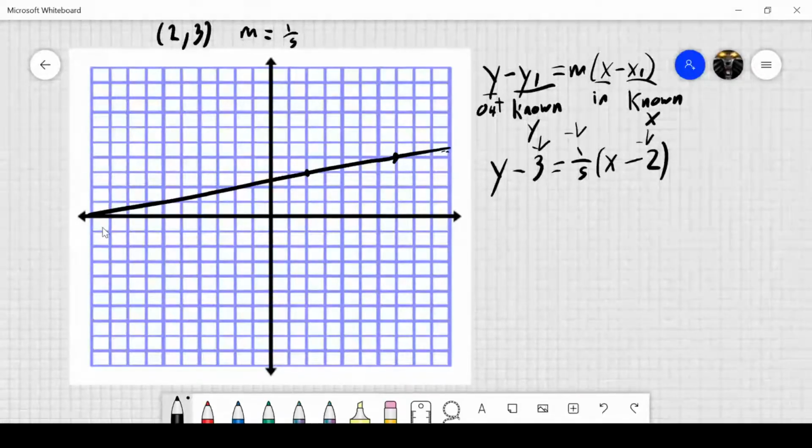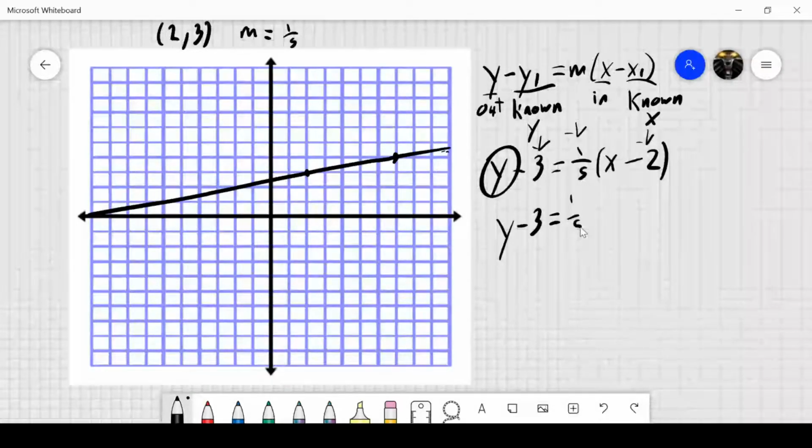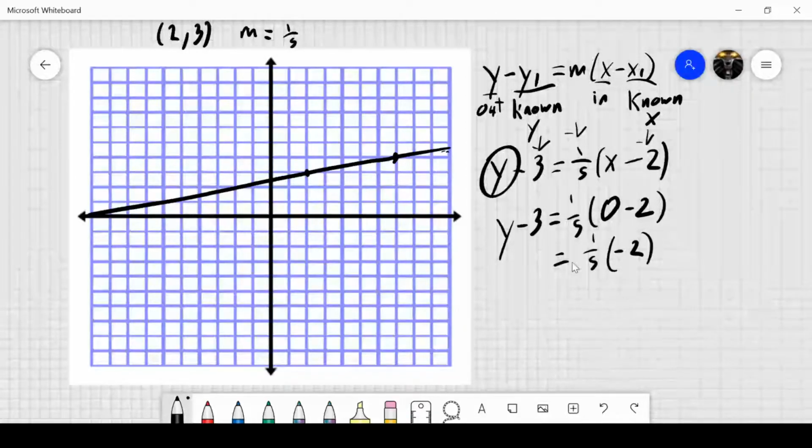What's unique about this is if we want to find the intercepts, it's really easy to do. So let's say we want to find the y-intercept. We input y minus 3 equals 1/5, and we know that the y-intercept has an x of 0. So we put 0 minus 2, which is negative 2, and then times 1/5 is negative 2/5.